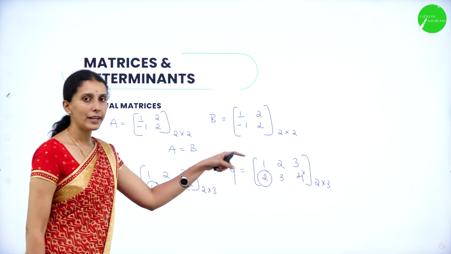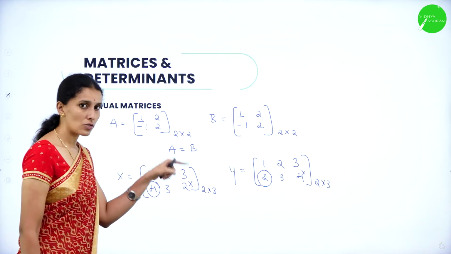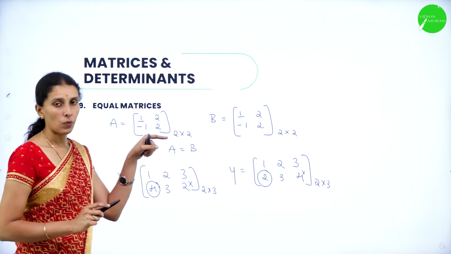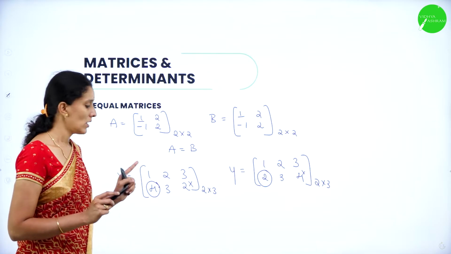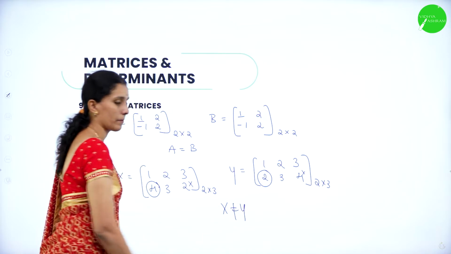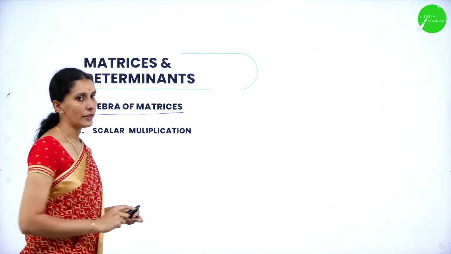If the corresponding elements inside the matrix are also the same and the order is also the same, then only can we say the matrices are equal, or equal matrices. So here I can write, X is not equal to Y. Next, we have algebra of matrices.